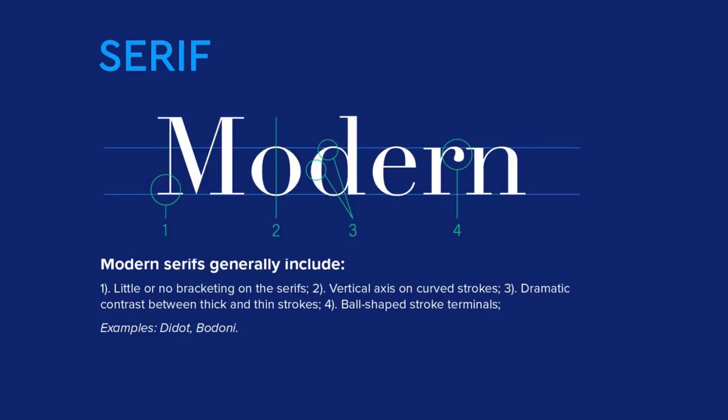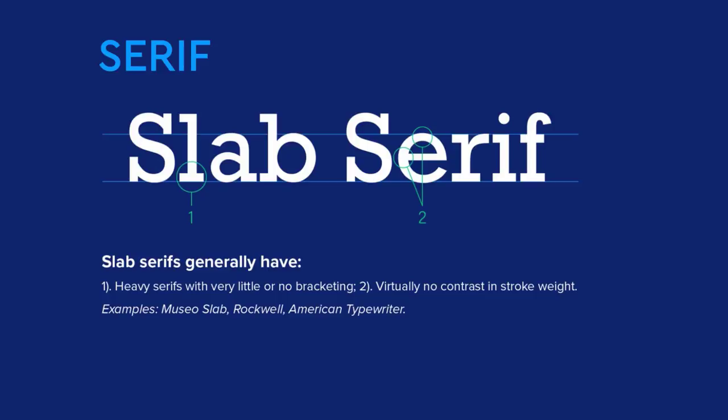Then the next subcategory of serif is modern. In modern serifs, we have little or no bracketing on the serifs. We have a vertical axis on curved strokes. We have dramatic contrast between thick and thin strokes, and there are ball-shaped stroke terminals. A classic example of this, and a very renowned serif, is Didot and Bodoni. Then the next subcategory of serif is slab serif.